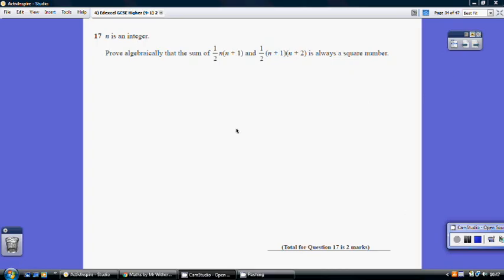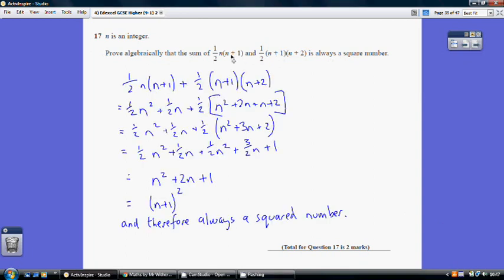Question 17. Prove algebraically that the sum of these two is always a square number. Quite simply, you're just going to add these two together, follow through the algebra, and hope you come out with something which is squared. So let's do that. Adding the two together, that's my first line of working.